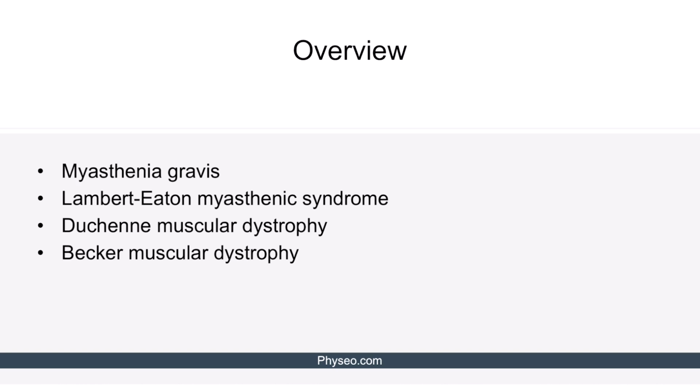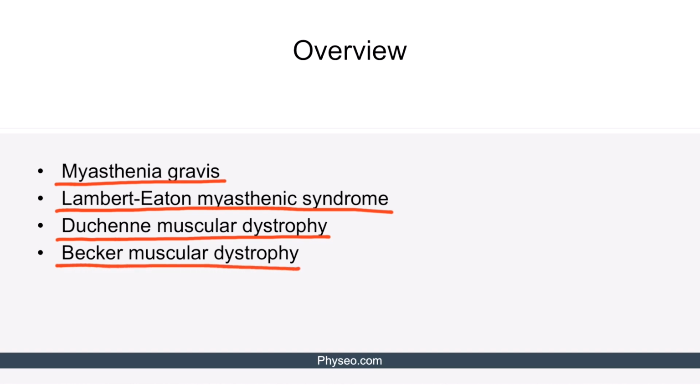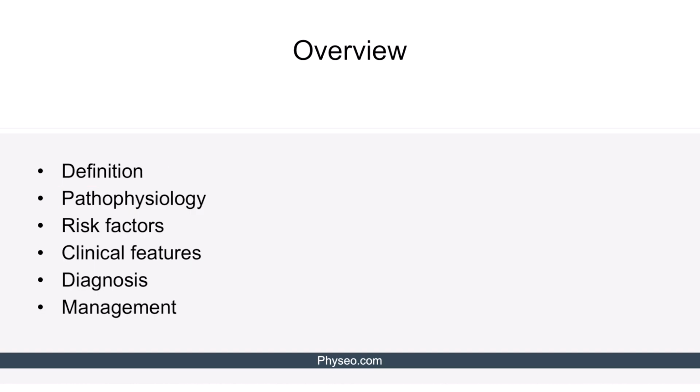We'll be discussing myasthenia gravis, Lambert-Eaton myasthenic syndrome, Duchenne muscular dystrophy, and Becker muscular dystrophy. Let's start with myasthenia gravis. With regards to myasthenia gravis, we'll be discussing the definition, pathophysiology, risk factors, clinical features, diagnosis, and management. So let's begin with the definition.